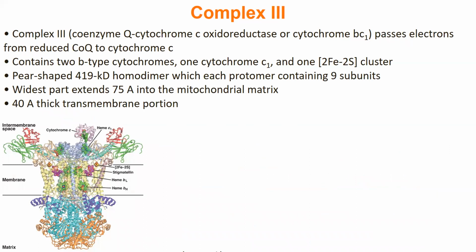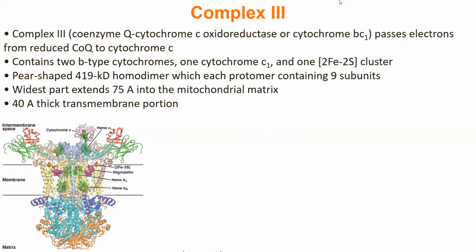That moves us on to complex 3, also known as coenzyme Q cytochrome C oxidoreductase, or cytochrome BC1, or just complex 3, much easier to say. Now, all of the coenzyme Qs that we have made in complex 1 and complex 2 are harvested in complex 3, where we're going to take the electrons and move them to cytochrome C.